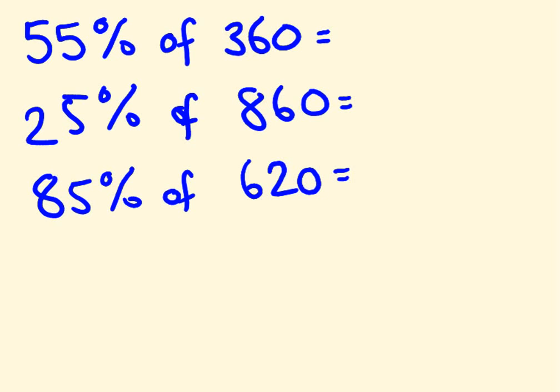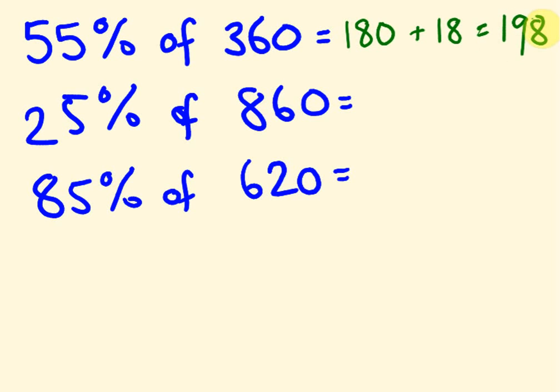Alright, hopefully you paused the video, hopefully you've given them a go, and hopefully you got some pretty good answers there. So 55% is made up of, as you might realise, a 50%, which is half, okay, 180, plus 10% and a half of that. But you might also realise that for 10%, you can just move the decimal place and get 36, and 5% is half of that, 18. So we get this answer of 198.